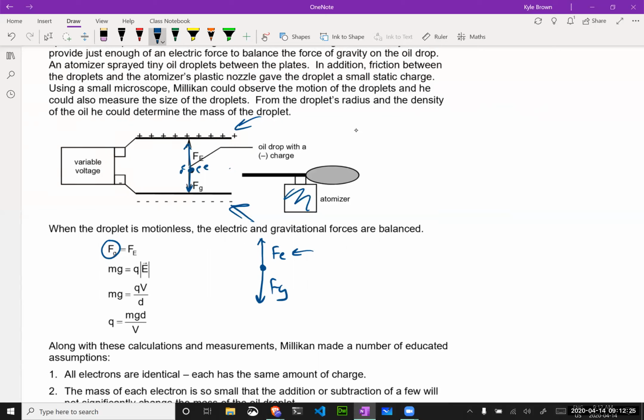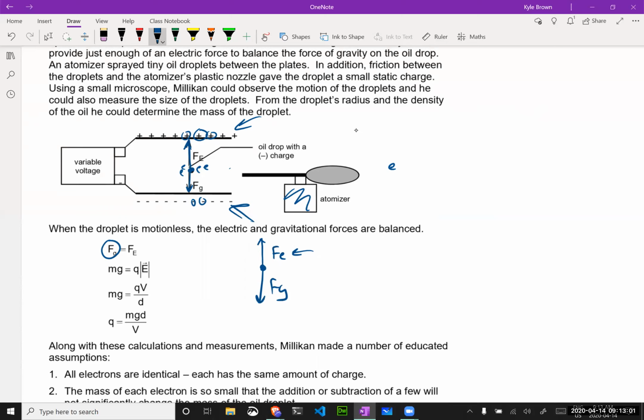He set up an experiment where he can look through a looking glass, right? And he can wait until they're not moving. So he knows they're balanced. Or he waits until they're moving at a constant velocity. Because remember, if you have a constant velocity, then the forces are balanced, right? Because it's not accelerating. So they were either stationary or moving at a constant velocity.